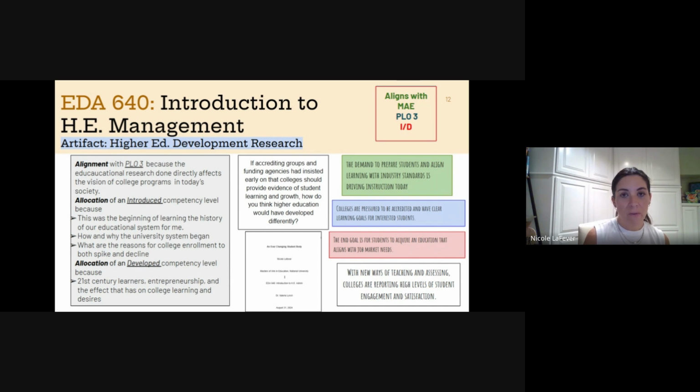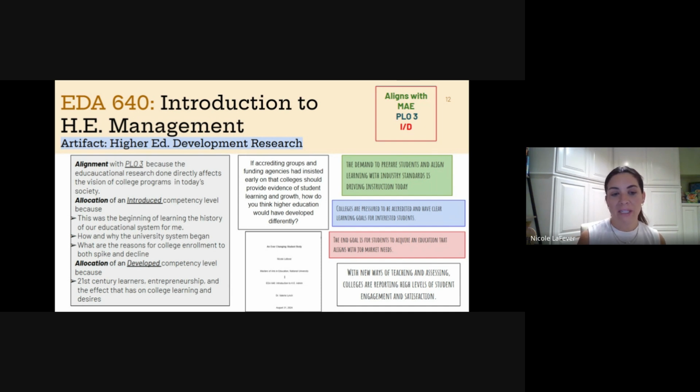Colleges would have increased enrollment. There would be a huge desire and engagement for the campus and the programs they offer, as well as a high rate of success and graduating class. So PLL3, because the educational research done directly affects the vision of college programs in today's society.